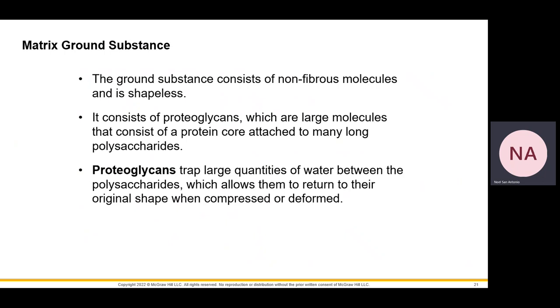Now, as we have said earlier, when we say ground substance, these are non-fibrous proteins or non-fibrous molecules, and therefore they are shapeless. And these molecules are most of the time large molecules or macromolecules that we call proteoglycans. They are macromolecules because their protein core is attached to many long polysaccharides. And most of the time, proteoglycans are water-loving or hydrophilic. So therefore, they trap large quantities of water between the polysaccharides. So therefore, it also allows them to return to their original shape when compressed or deformed.